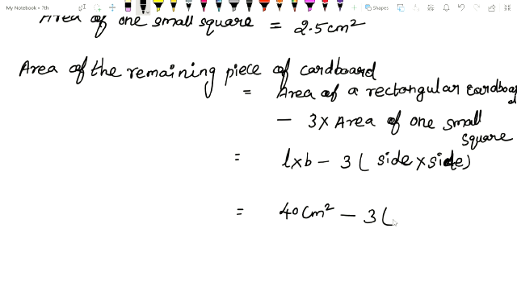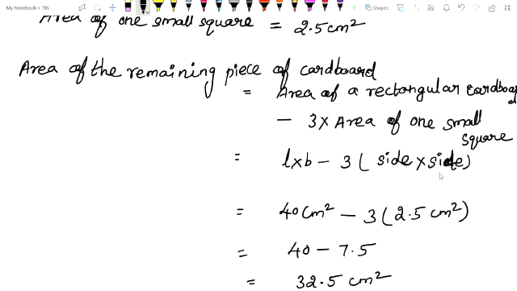40 cm² minus 3 into area of a square, 2.5 cm². So 40 minus 3 into 2.5, what you will get? 7.5. So 40 minus 7.5, 32.5 cm². Suppose length and breadth are given, then you can substitute the values here and find out the area of the remaining piece of the cardboard. Here directly the area of the rectangular cardboard as well as the area of one small square is given, so I substituted directly.